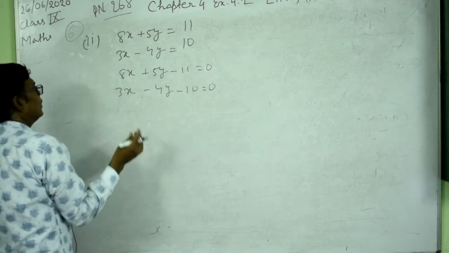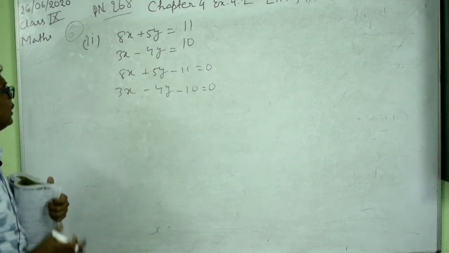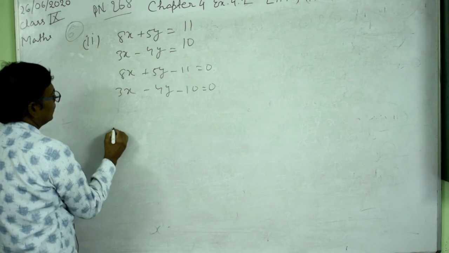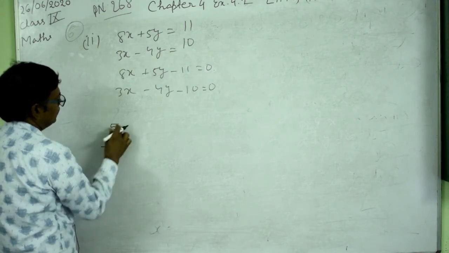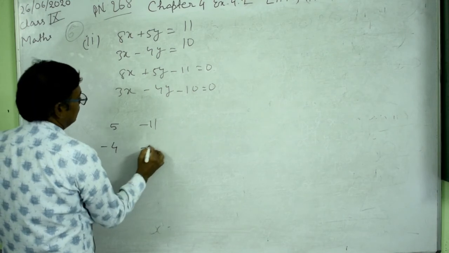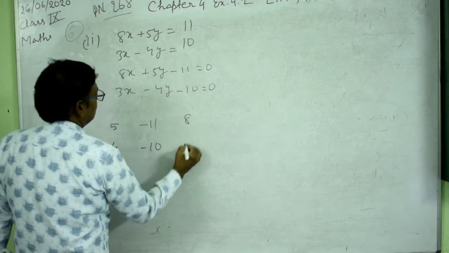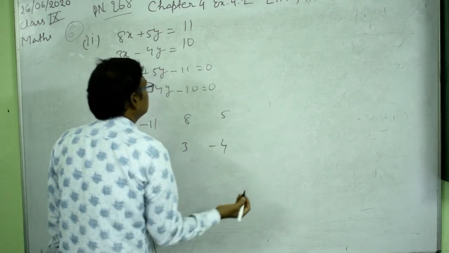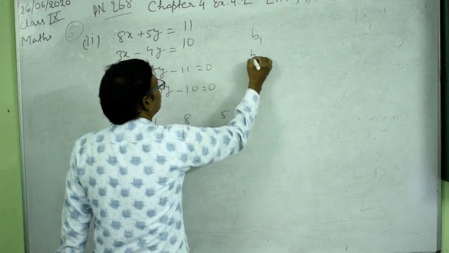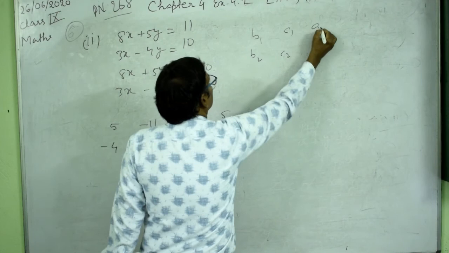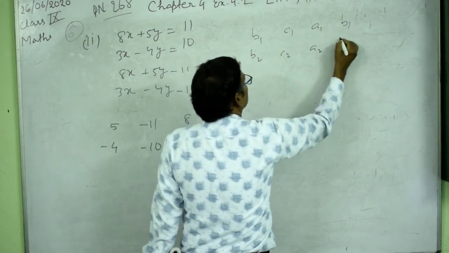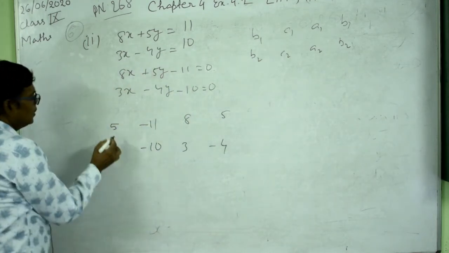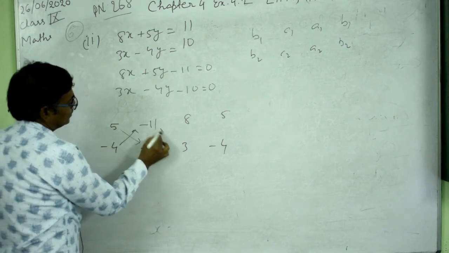Then here, I told you that you will solve by using the cross multiplication method. So here b1, b2, c1, c2, a1, a2. Right here b1, b2, that is 5 and minus 4, then c1, c2, that is minus 11 and minus 10, then a1, a2, that is 8 and 3, and then again b1, b2, that is 5 and minus 4. Remember this, this is b1, b2, c1, c2, a1, a2, and again b1 and b2. Then multiply this into this, and so on. So here we will multiply 5 into 10, and this, then this and this.